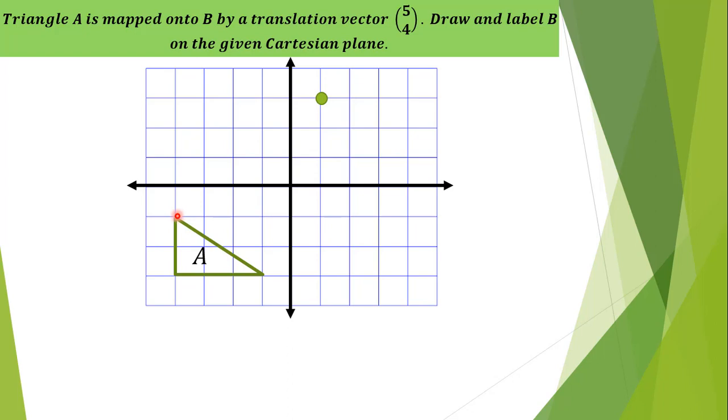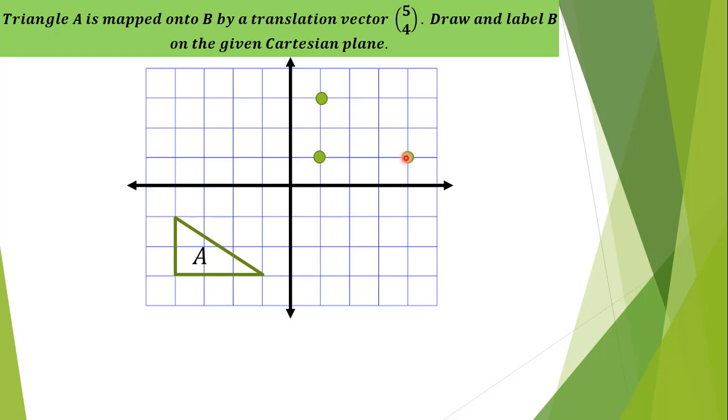Now let us consider the second vertex. We have to move this vertex 5 units in the positive x direction and 4 units in the positive y direction. So count 1, 2, 3, 4, 5, 5 units in the x direction, 1, 2, 3 and 4, 4 units in the y direction. So this will be the new position of this second vertex, like this. Now move on to the third vertex. We have to shift it with the same translation vector. Means 5 units, 1, 2, 3, 4, 5 in the x direction, 1, 2, 3 and 4, 4 units in the positive sense. So here we have the third vertex of this triangle.